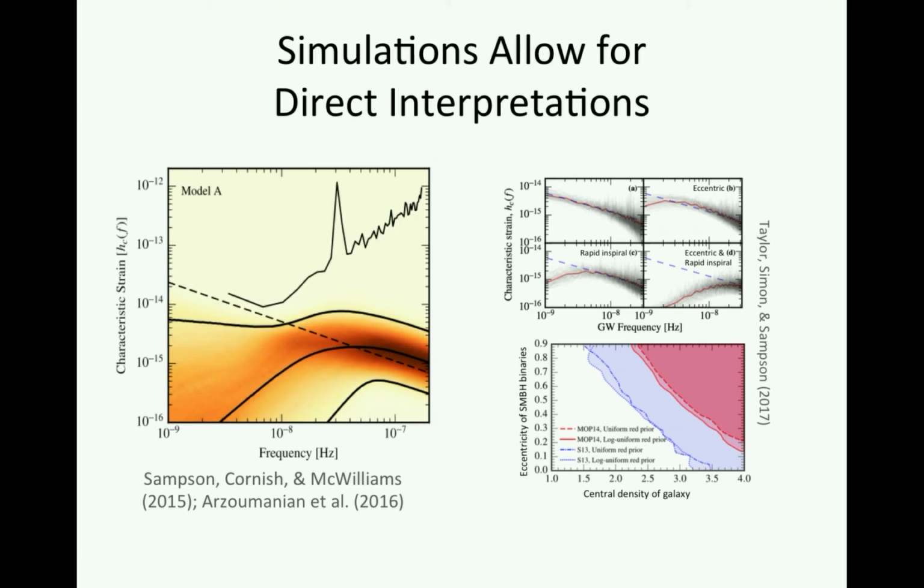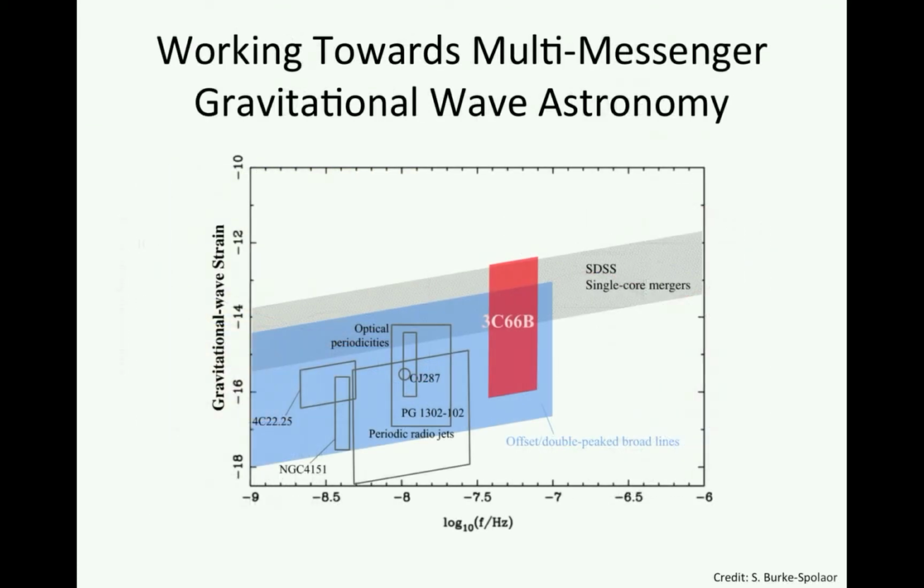These kinds of modeling, interpreting the results of the gravitational wave background, is the primary purpose for what the Astrophysics Working Group is working towards currently. However, in the future, we will be working towards doing multi-messenger gravitational wave astronomy. In the plot here, I'm showing potential dual AGN gravitational wave sources and where they appear on the gravitational wave strain spectrum. So I'm plotting both on the y-axis the gravitational wave strain and on the x-axis gravitational wave frequency.